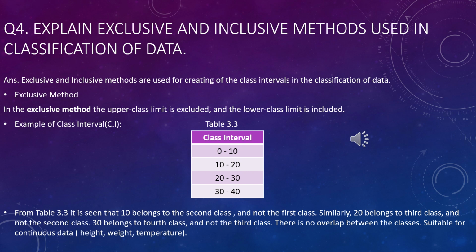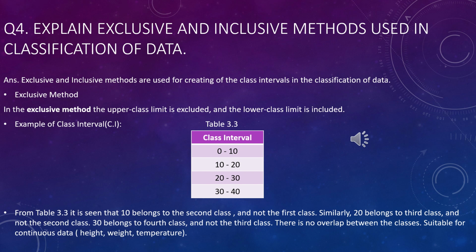So examples of class interval for this exclusive method. We have got it in table 3.3. So class intervals are given 0 to 10, 10 to 20, 20 to 30, 30 to 40. So from this table 3.3, we can see that 10 belongs to the second class and not in the first class. So this is why it is called the exclusive method.